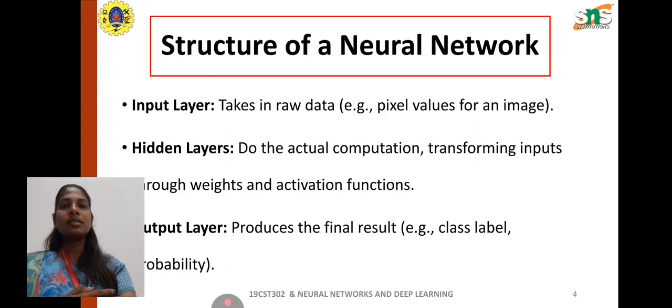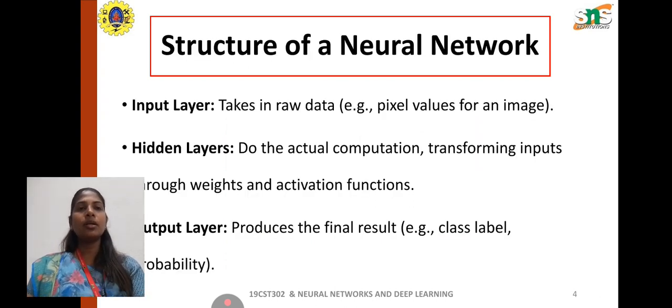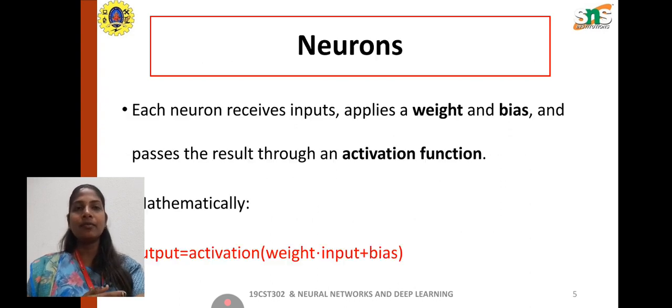The next one is the structure of a neural network. Here it consists of an input layer, hidden layers and an output layer. In the hidden layer it processes the pixel values of images. In the hidden layer the computation transforms the input through weights and activation functions. Then the third one is the output layer. It produces the final result, called the class labels and probability related values.